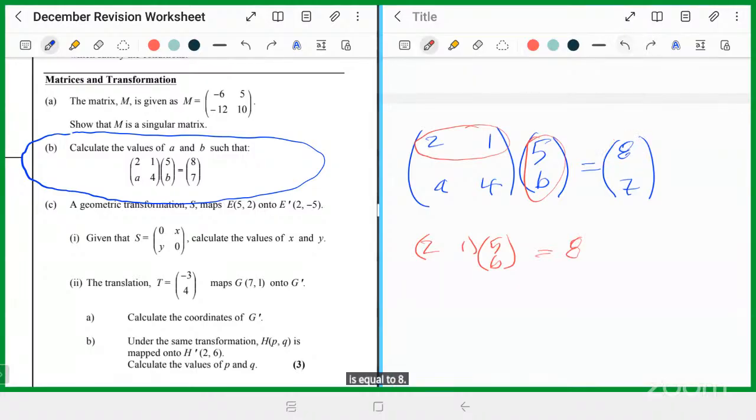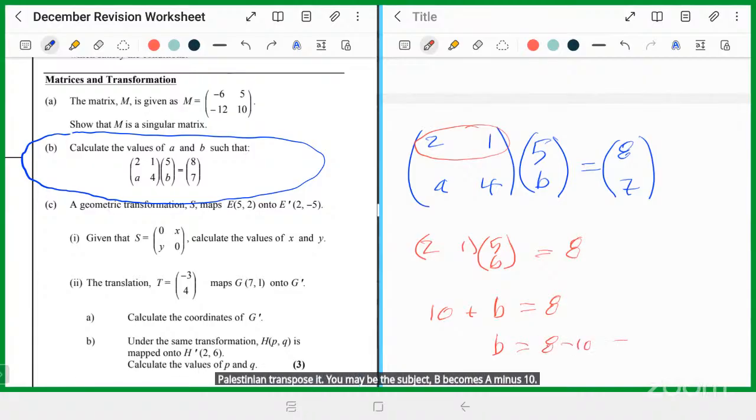And how do we multiply 2, 1 by 5, B? We multiply along the row down the column, or we say first element times first element, second element times second element. So first element times first element is 2 times 5 is 10, plus second element times second element is 1 times B is B. And that's all equal to 8. If we take this 10 and transpose it to make B the subject, B becomes 8 minus 10, which is negative 2.